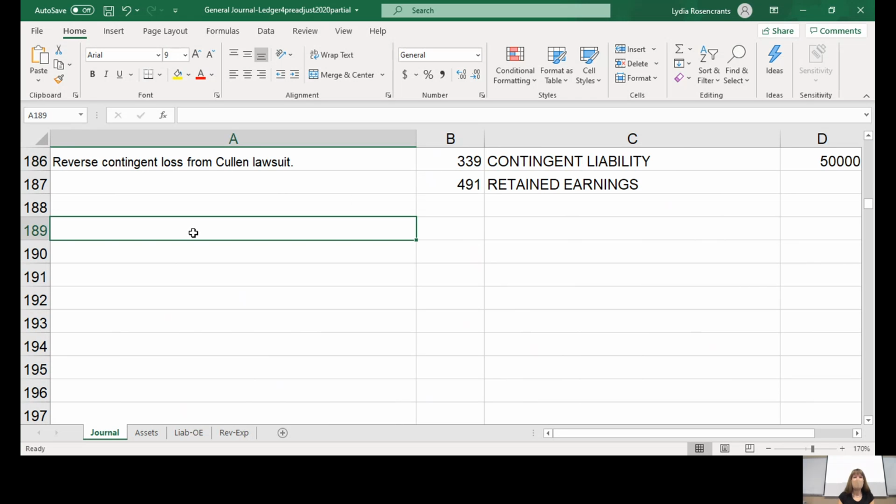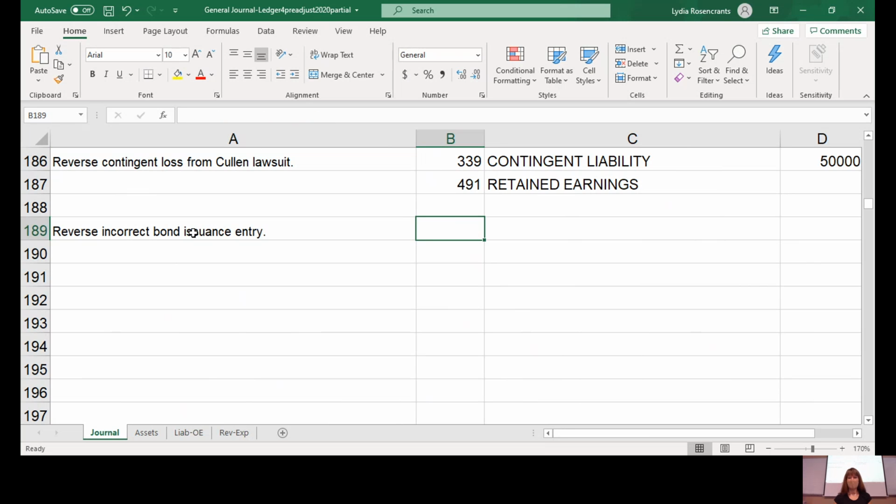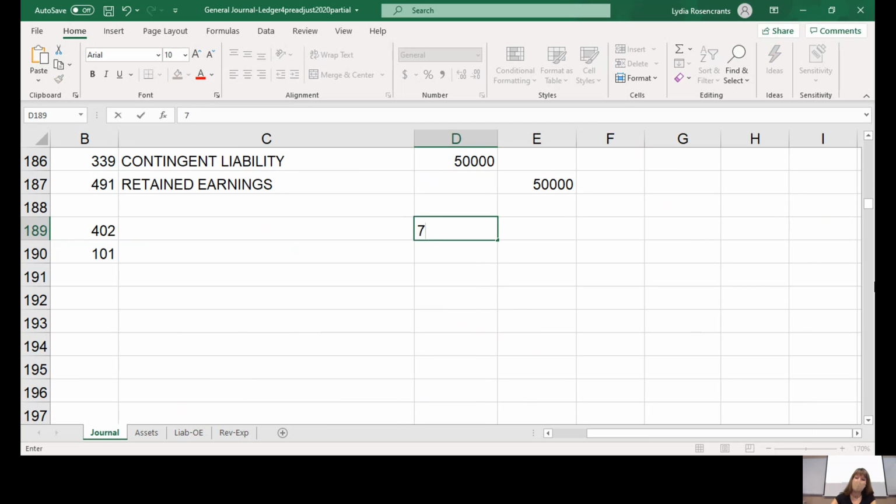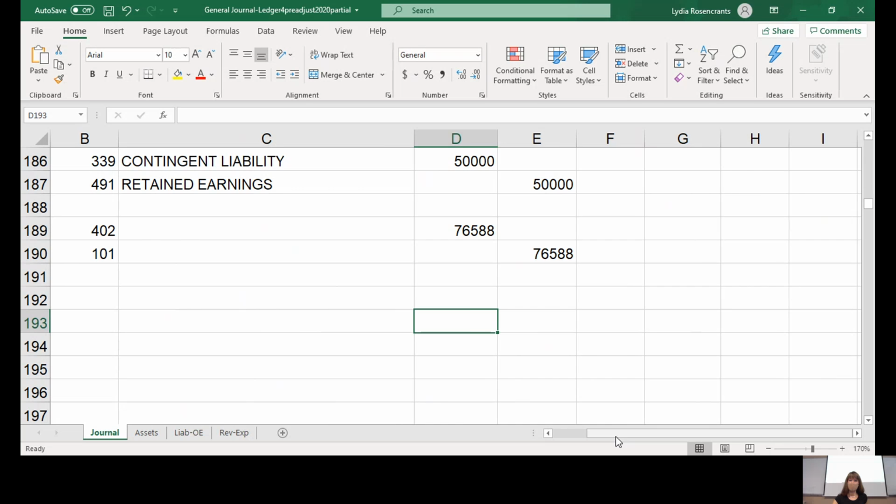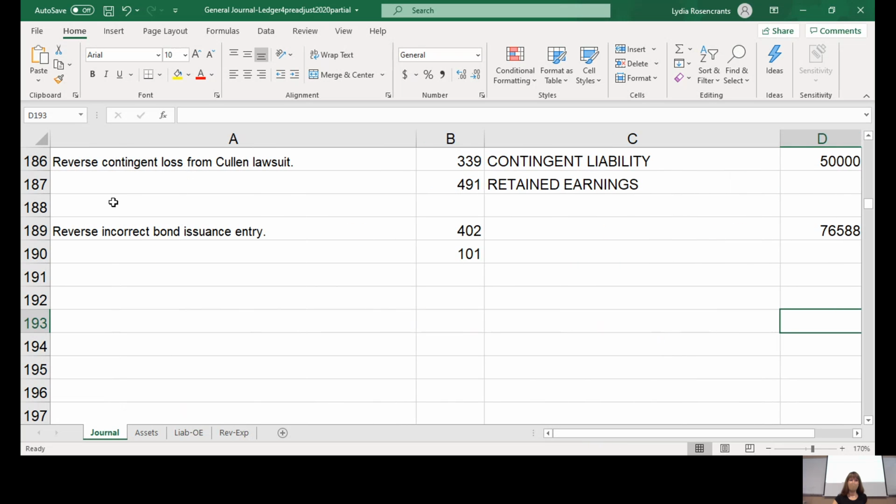Okay. So let's reverse the incorrect bond issuance entry. So we're going to debit 402, which is bonds payable, and credit cash for $76,588 and $76,588. I know somebody's going to ask me, so I'm going to hit it back over. There it is.